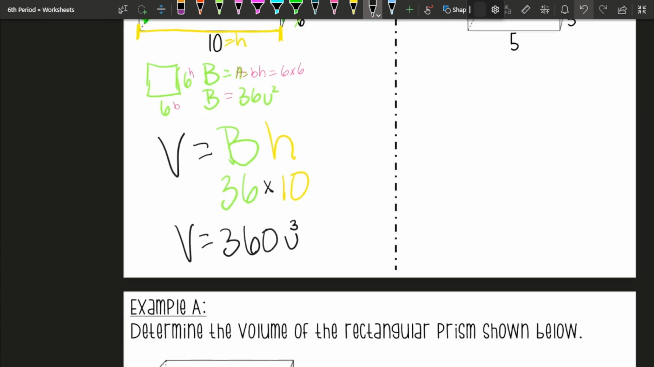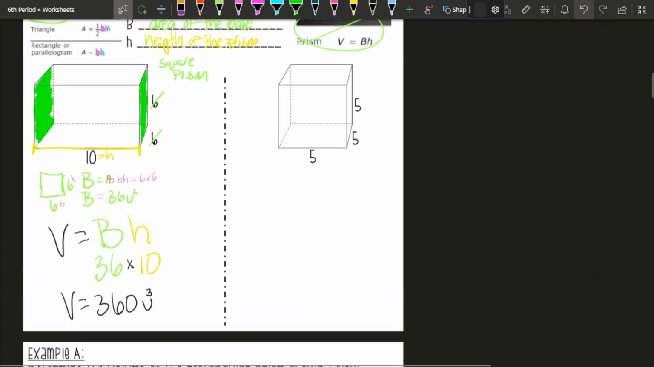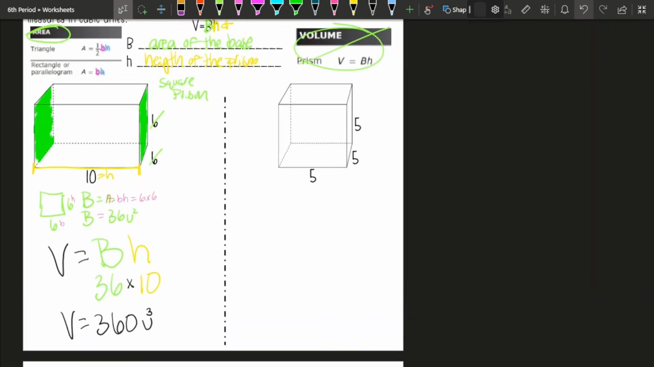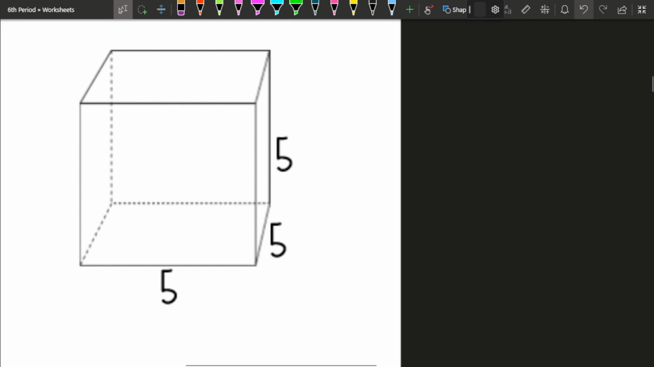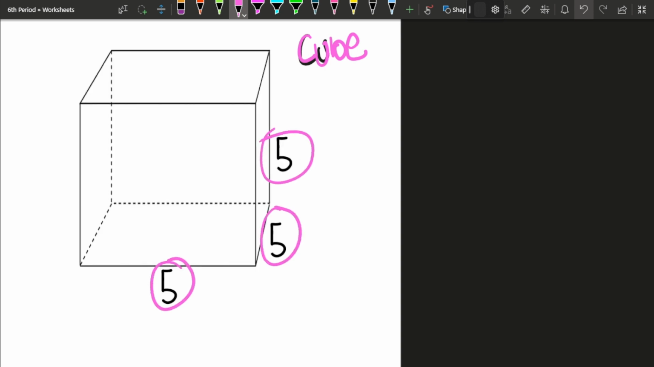Any questions so far? I said I was just going to do one, but I'm going to go over the one on the right side. What is this called? A cube. How do I know it's a cube? Because everything is the same, right?